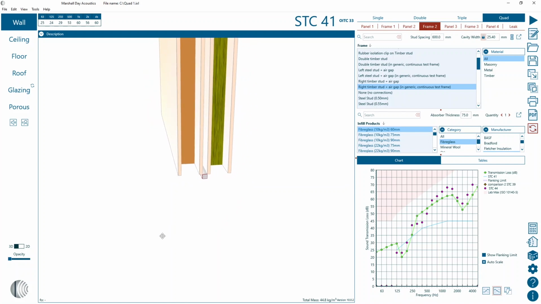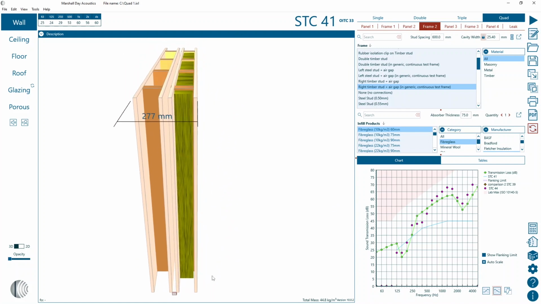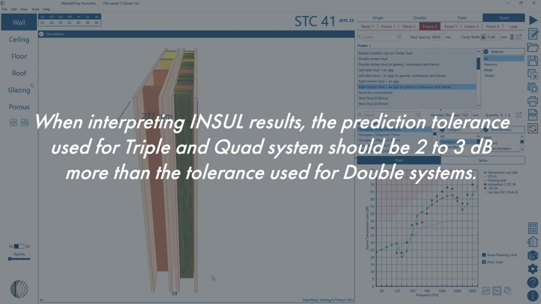Even with the change of connection for frame 2, it is apparent that for some 3rd octave bands, the difference between measured and predicted sound reduction values is sizable. This type of variation is a continuation of the validation trend observed across double and triple systems that as the complexity of the construction increases, so does the variability between measured and predicted levels.